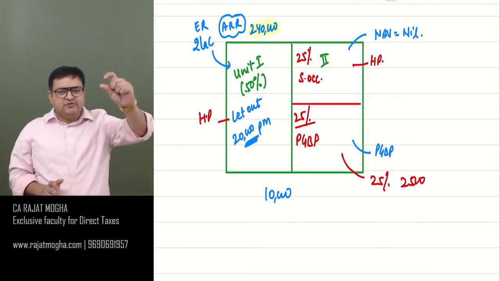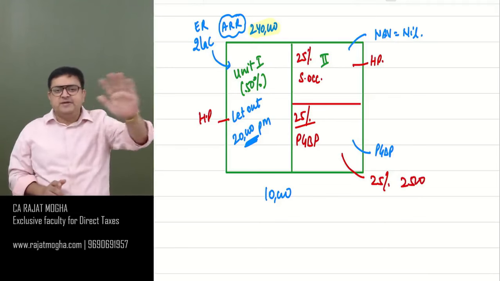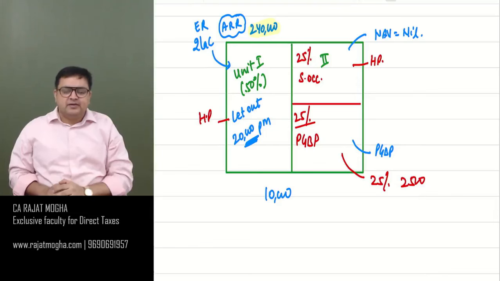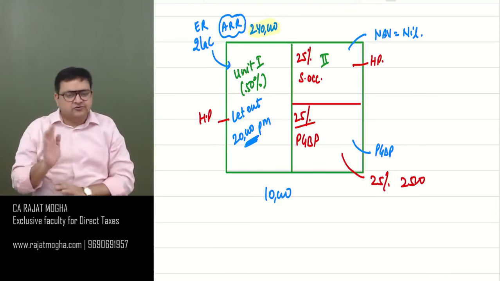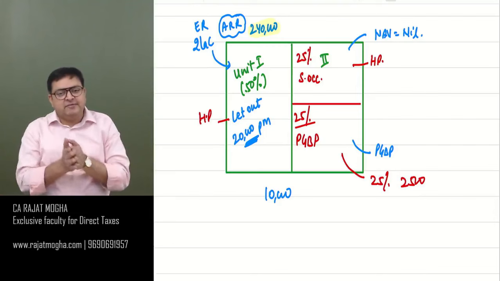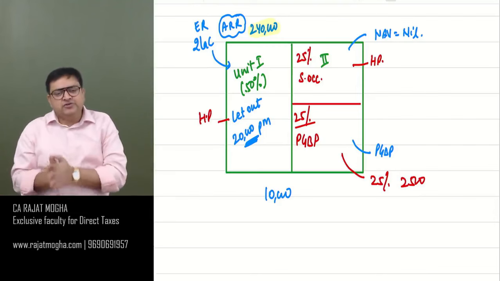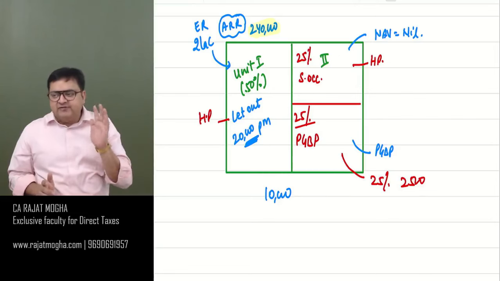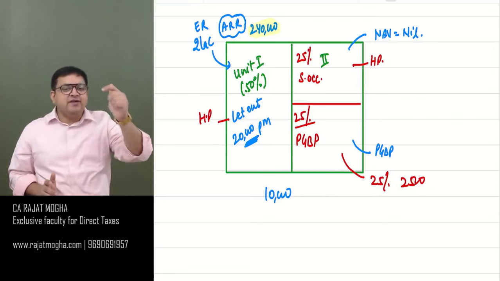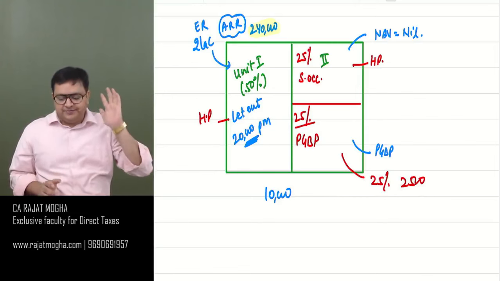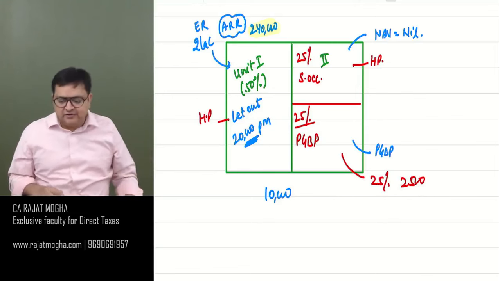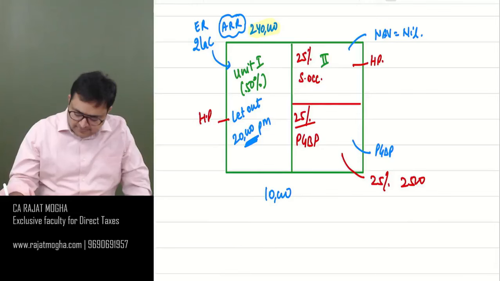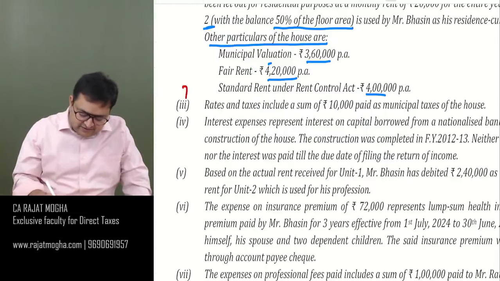So out of 10,000, 7,500 is not PGBP. 7,500 is house property. It's not PGBP. But since we have debited the entire 10,000, we should debit only what is related to PGBP. So 25%, 2,500 we are okay. 7,500 I will disallow from it. So here 7,500 is disallowed.